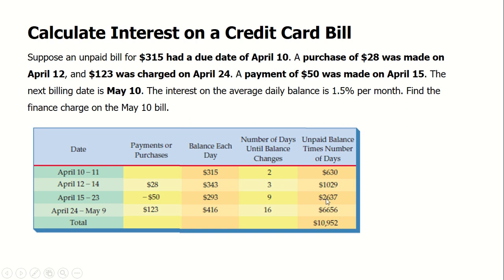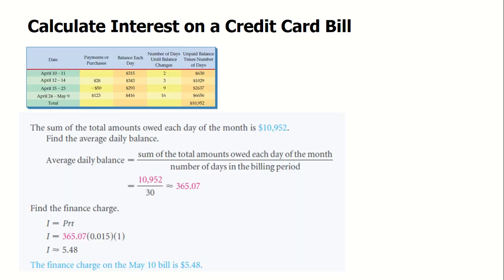So you add this last column, what you get is 10,952. Don't worry, this is not the amount that you're going to pay, of course. Here is when you use the average daily balance method. So your $10,952 is actually your dividend, the numerator here. Sum of the total amounts owed each day of the month, divided by the number of days in the billing period. So 30 days. Why 30 days?